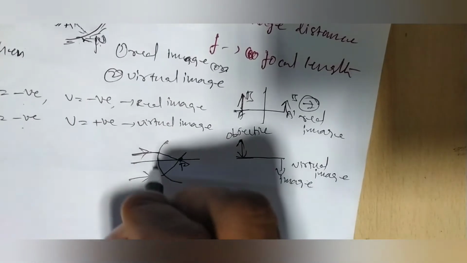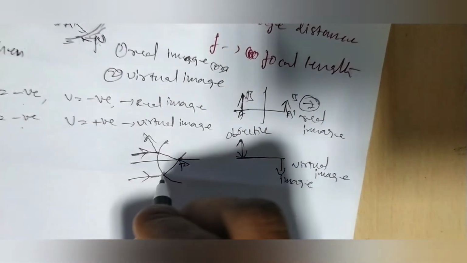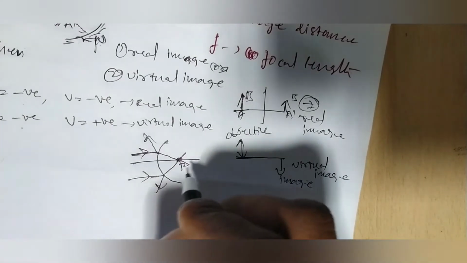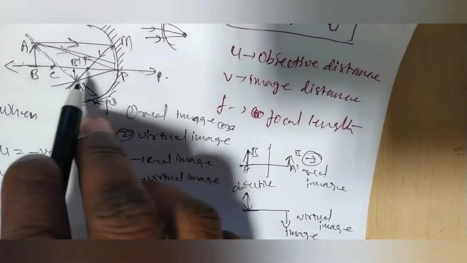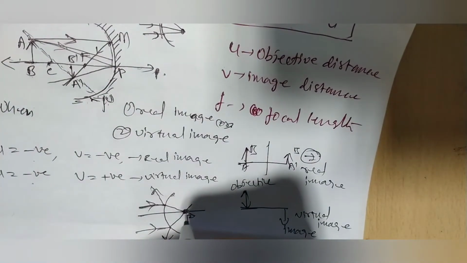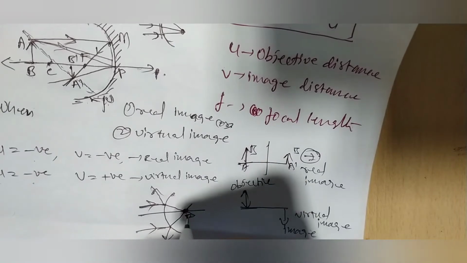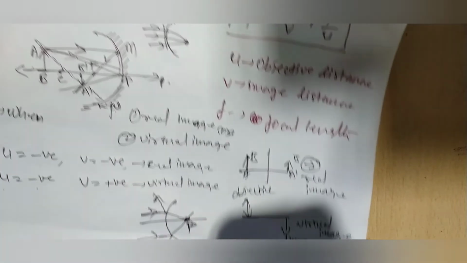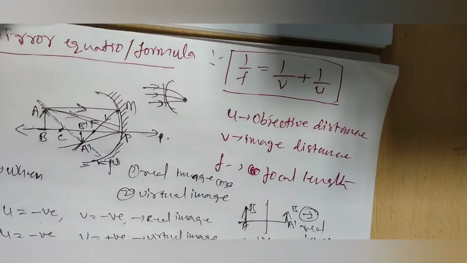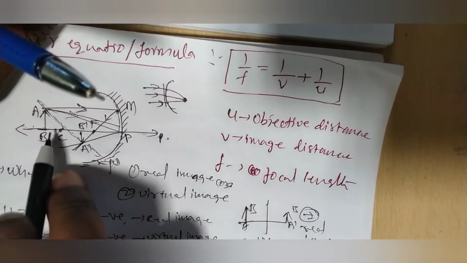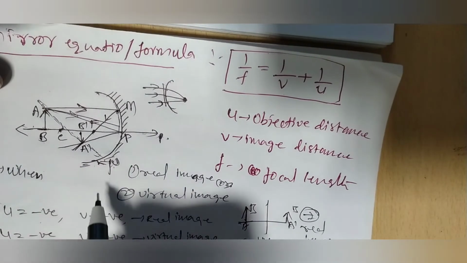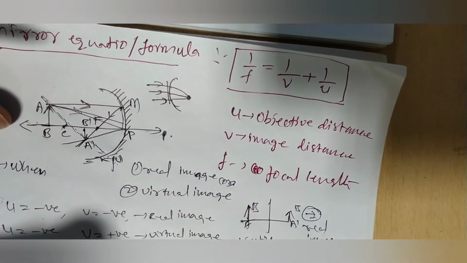The incident light is reflected. These are the reflected rays. The image can occur outside. This is the inside of the mirror. The reflected rays are intercepted at a certain point, the focus point. That point is called the focus point. Now, ACN is the normal line.